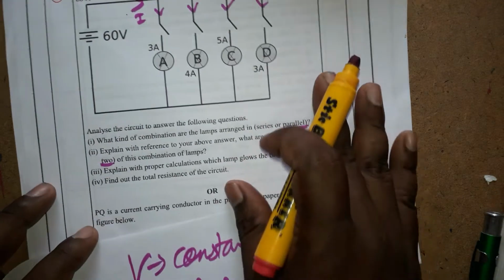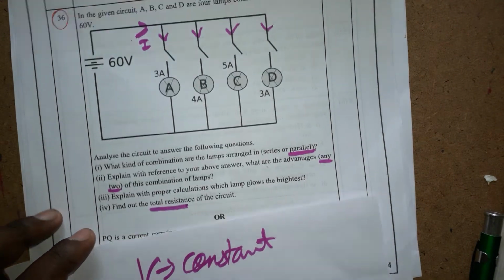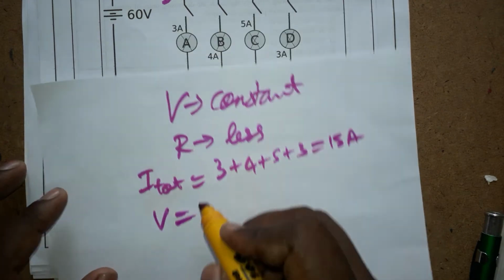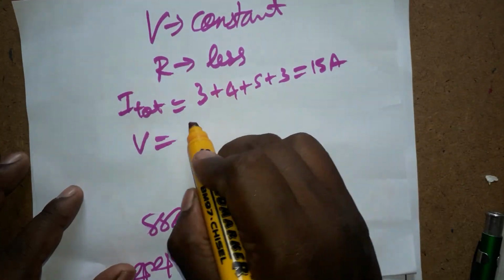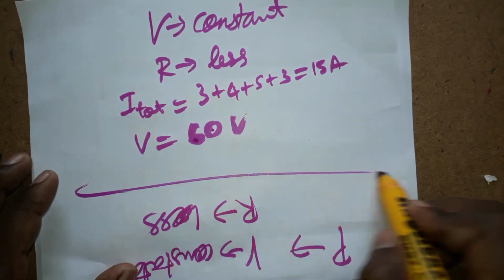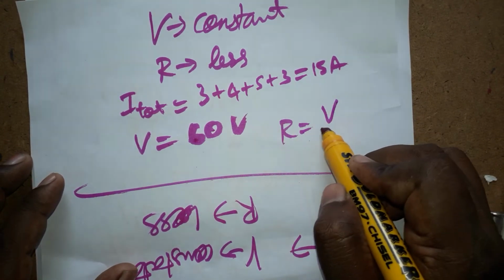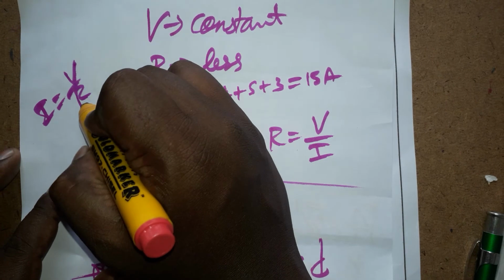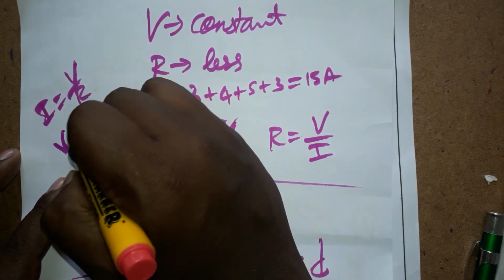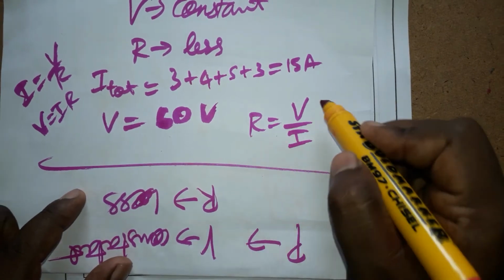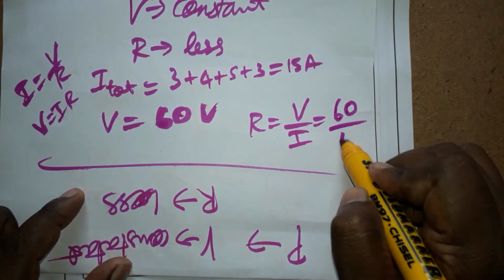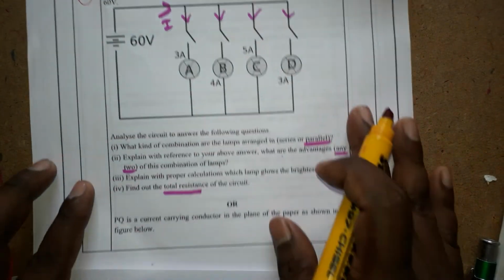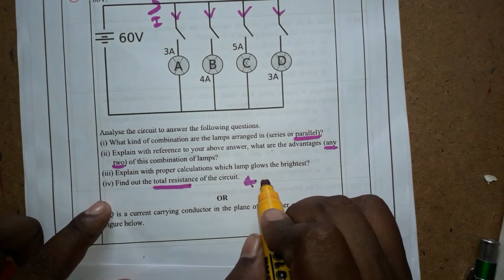The last question: find out the total resistance. I know the total current is 15 ampere, and the total voltage in this circuit is 60 volt. They want the total resistance. According to Ohm's law, I is equal to V divided by R, so V is equal to IR, and R is equal to V divided by I, which is 60 divided by 15. So I get the resistance as 4 ohms. The total net resistance will be 4 ohms.